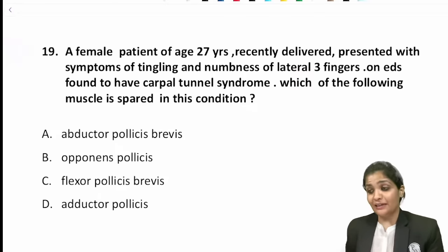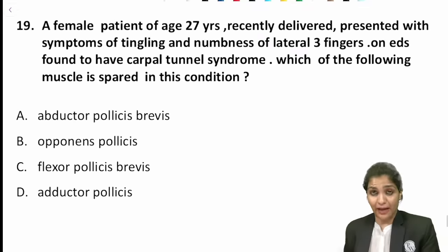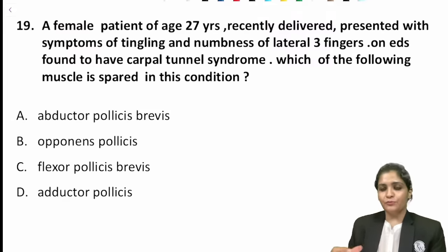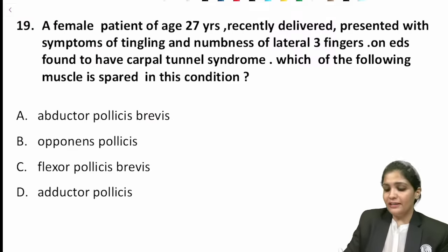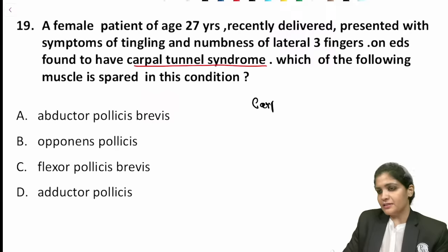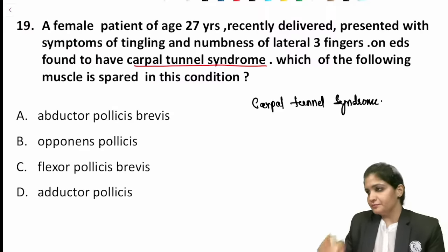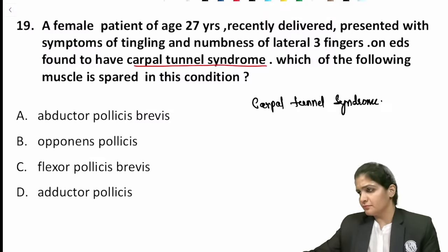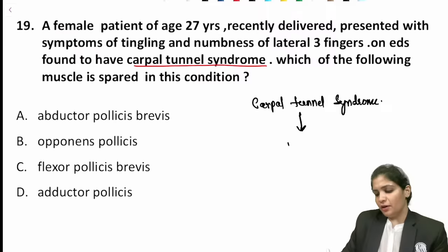So here they are testing two conditions, right? First, you have to tell the diagnosis of that condition and which nerve is compressed in that particular condition, and then what is the nerve supply. So this is somewhat like an integrated question. They have already given the clue as carpal tunnel syndrome. So if it is carpal tunnel syndrome, what is the nerve which is involved? The nerve involved is your median nerve.